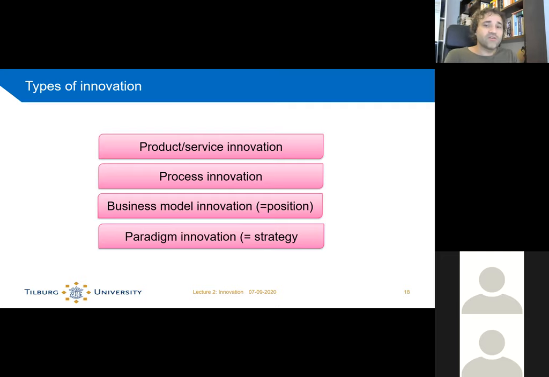So is Amazon a business model innovation or a paradigm innovation? Usually when you see those big changes in the markets over a couple of years, like Amazon, Airbnb, the music industry, it's a combination of basically everything. It's a process innovation, a business model innovation, a paradigm innovation.